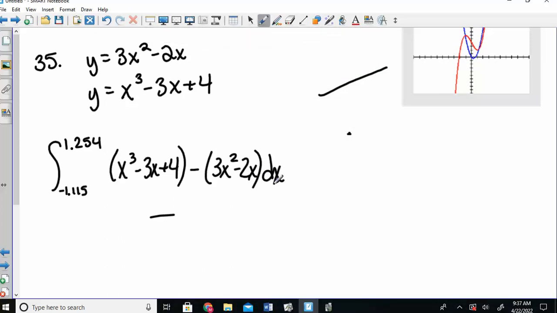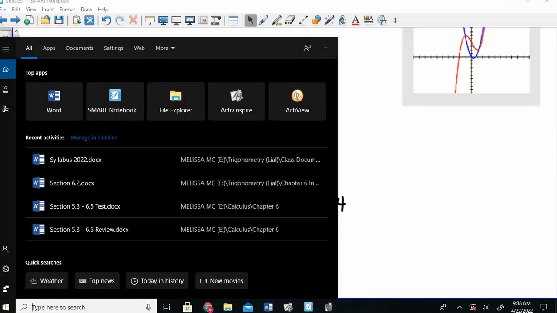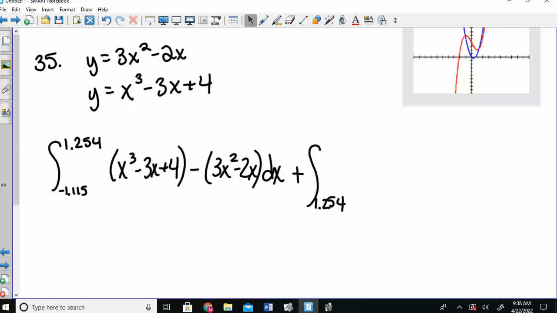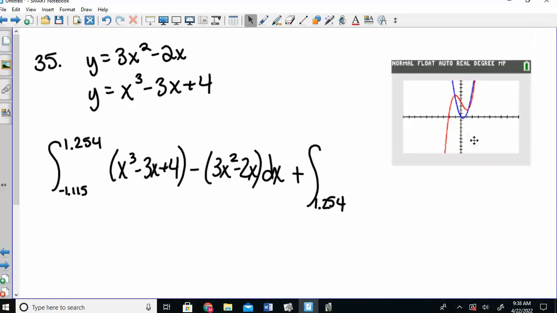Okay. Now here's the thing. That is not the only place they meet. There is another. This next one starts at the place where that left off, 1.254. Then we need to find that next place where they meet.